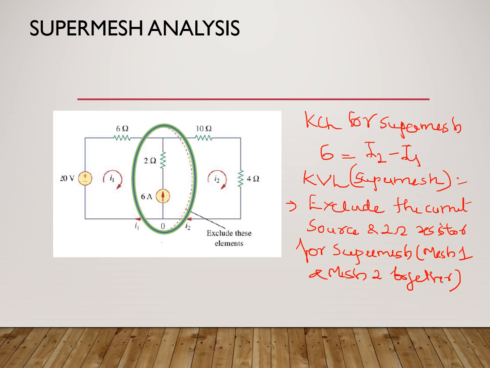So KVL for the super mesh is going to be like this: 20 volt minus 6 I1 minus, you have 10 ohm and 4 ohm, and the same current flows through both, so I write it as minus 14 I2, right? So I've gone along the loop like this, is equal to 0. So 20 minus 6I1 minus 14I2 is equal to 0 is our equation, or 6I1 plus 14I2 is 20. Solve these two equations and you can find out I1 and I2, right? So super mesh analysis is done in this form.